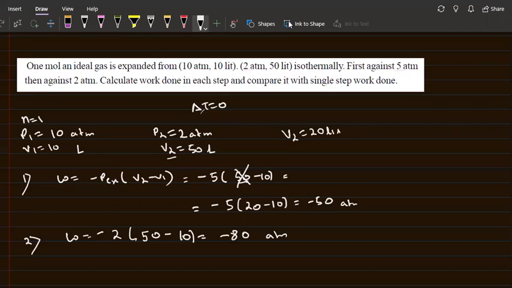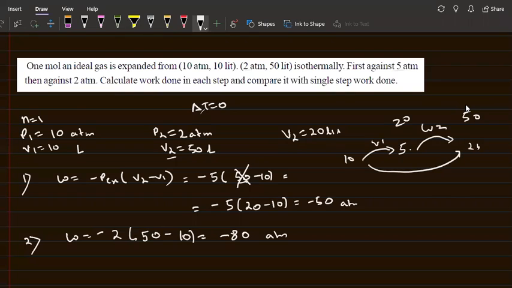But if I'm talking about this, first work is done till 5 atm, then till 2 atm, from 10 atm. So this is your work done 1, this is your work done 2. Now if you find this, volume is 50, 20, 10, right? So this is which work done? This is work done 3, W3.